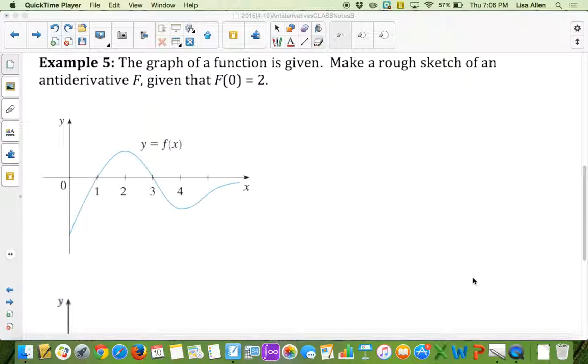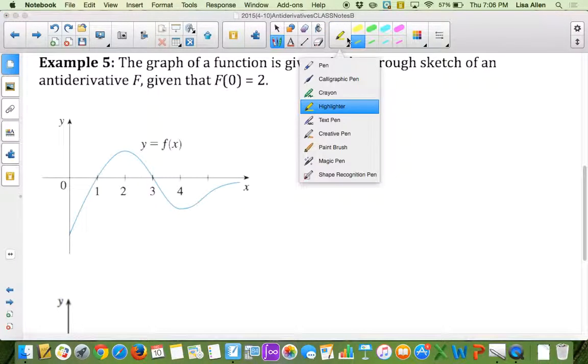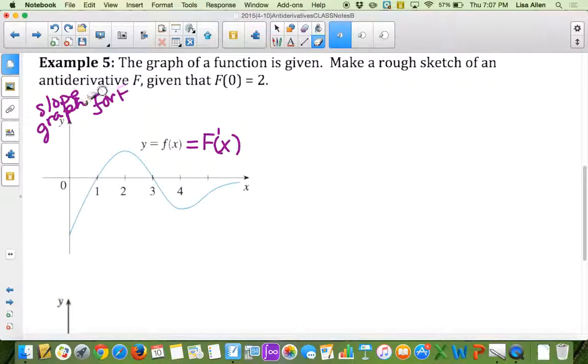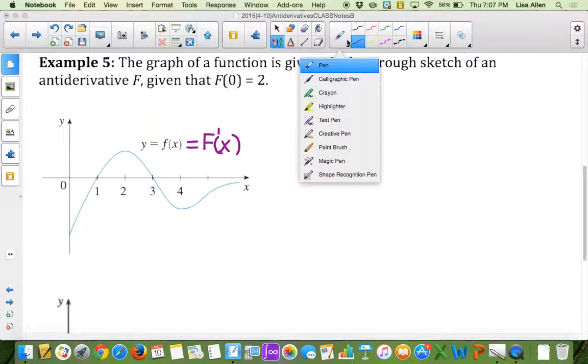And you know, when I first looked at this, I thought it can be confusing, but you have to apply things that you already know. Remember, f of x is capital F prime of x. So that means this is the slope graph for f. It kind of looks sloppy, I'm going to fix that. Okay, so you're going to think about this as the slope graph.